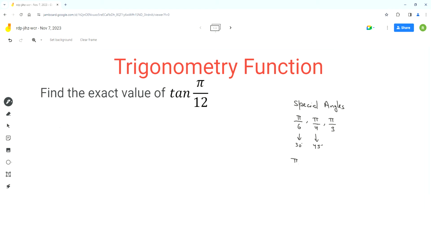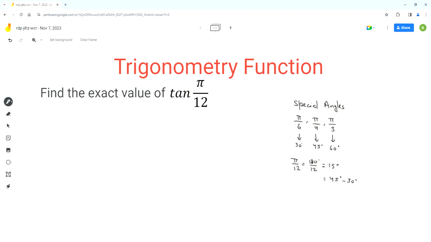Now pi over 12, if I have to convert it to degrees, I just have to replace pi by 180 and I get 15 degrees. So 15 can be written as a difference of 45 and 30 degrees. It can be 45 minus 30 degrees. Now it can also be written as a difference of pi over 3, which is 60 degrees, and 45 degrees. But you can use either of those two differences to get the exact value of tan pi over 12. Now since the given angle is in radians, we should show all our steps in radians.